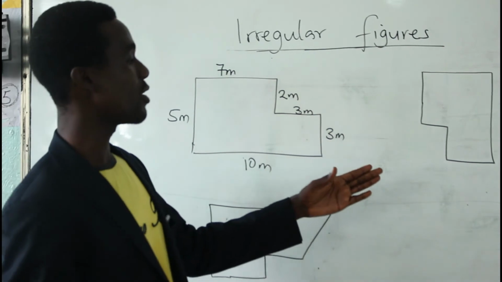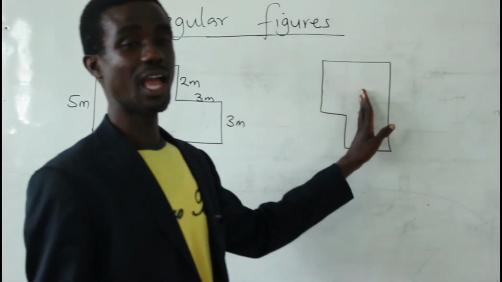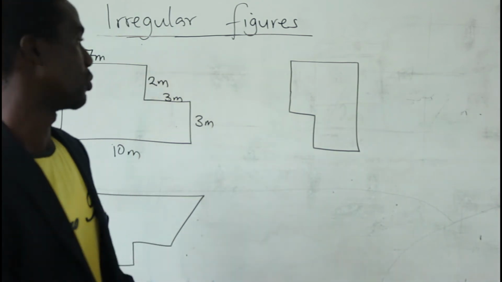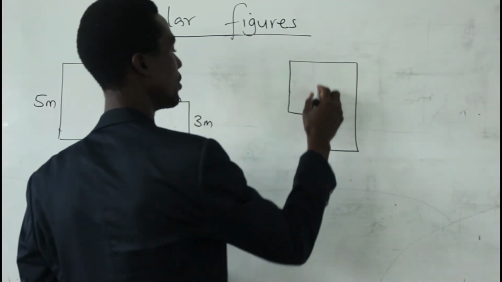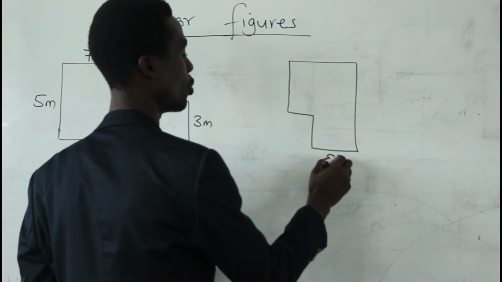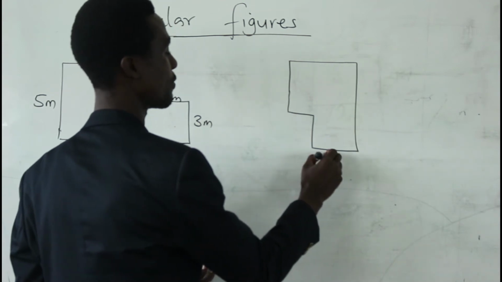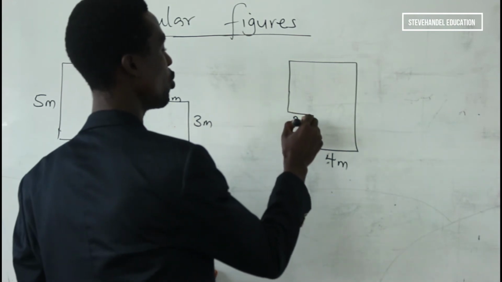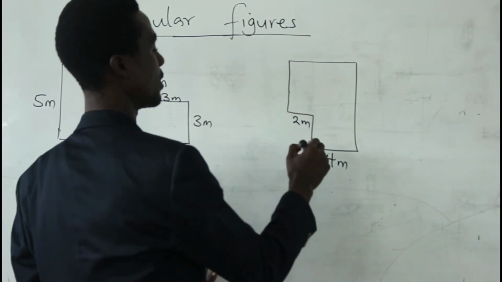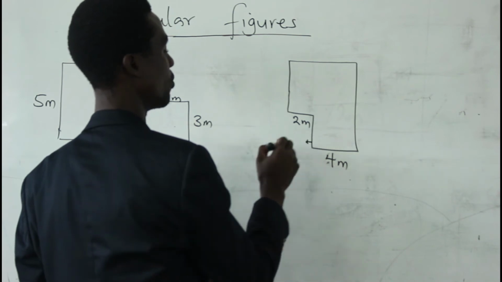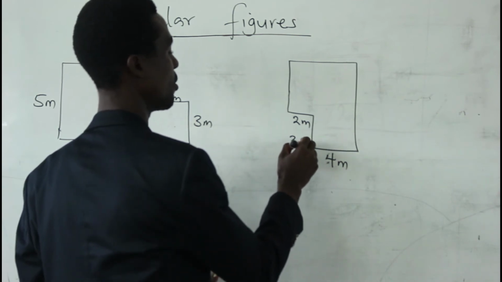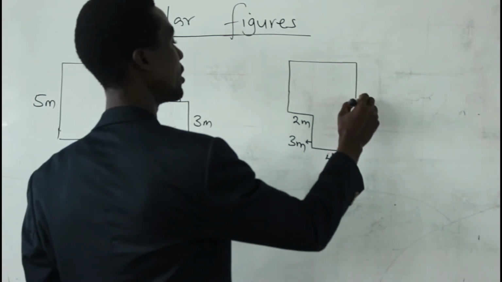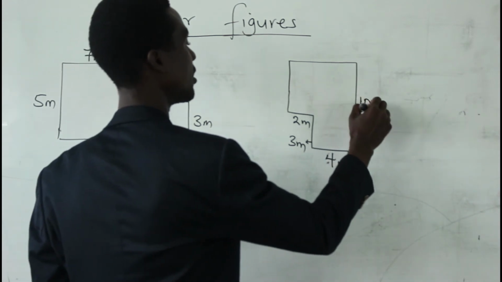Now, in the case where you have a similar figure and some of the dimensions are taken out, this is what you do. For example, let's say we have 4 meters here, then 2 meters here. Then for this side, we have 3 meters. Then we're given here to be 10 meters.